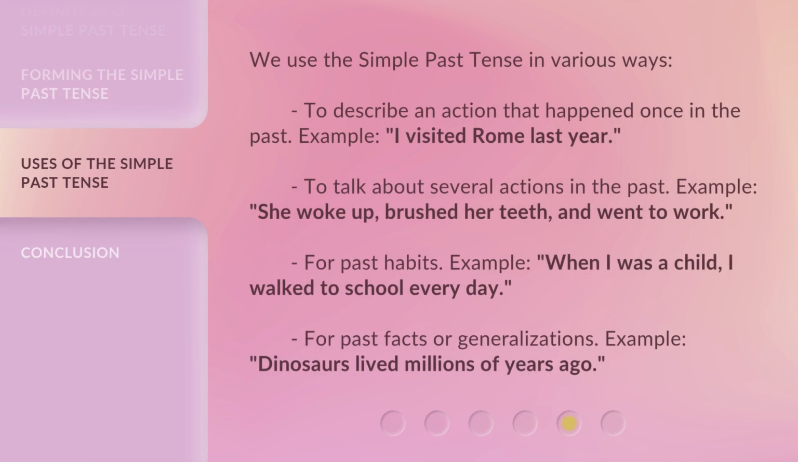We use the simple past tense in various ways. To describe an action that happened once in the past. Example, I visited Rome last year. To talk about several actions in the past. Example, she woke up, brushed her teeth, and went to work.